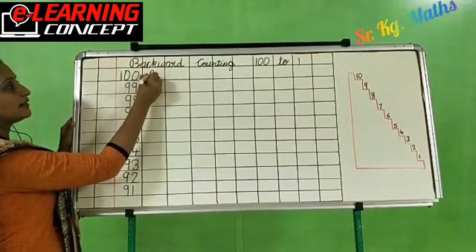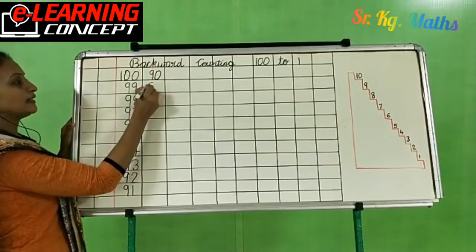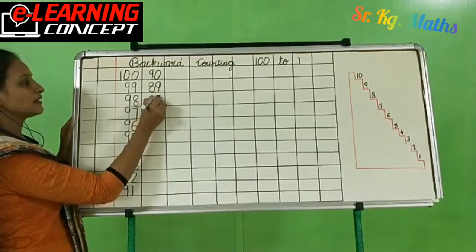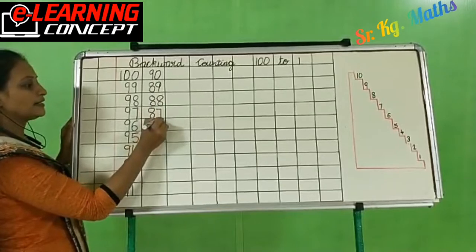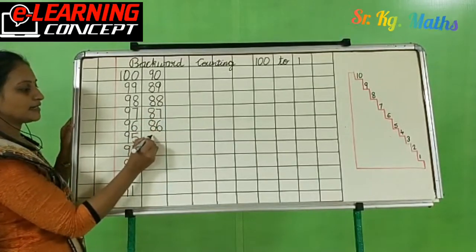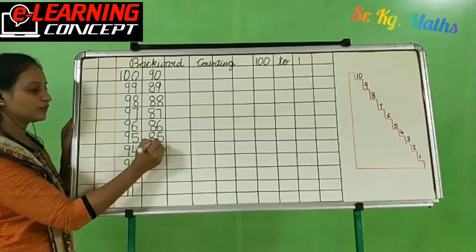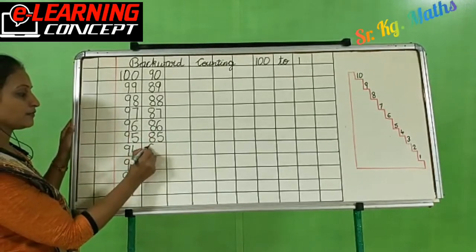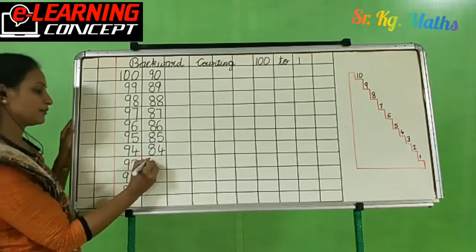Now we will write down 90, 90. Then 89, 89. 88, 88. 87, 87. 86, 86. 85, 85. Now which number comes before 85? Yes, 84, 84.